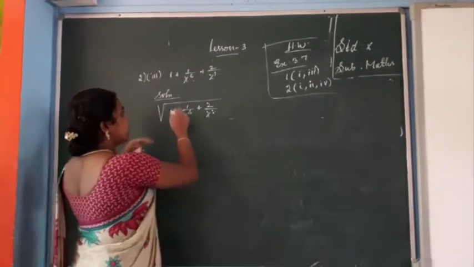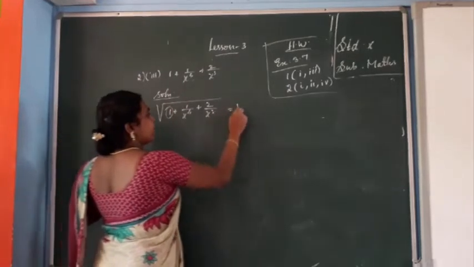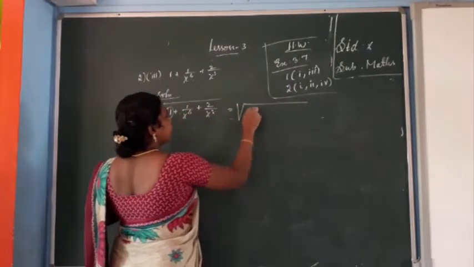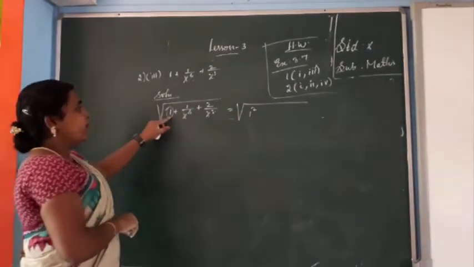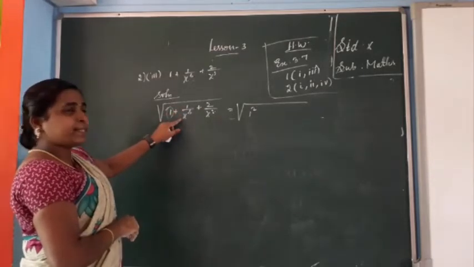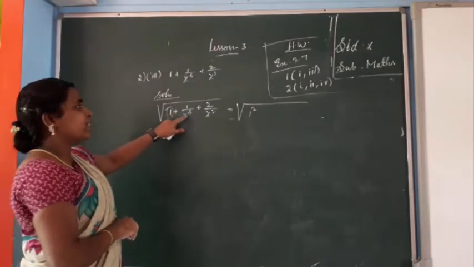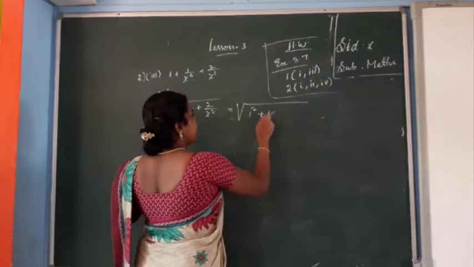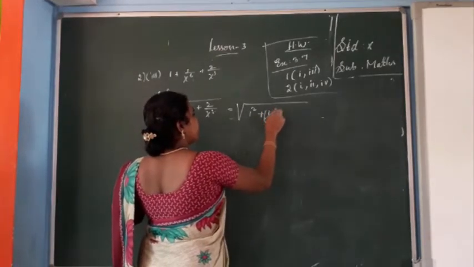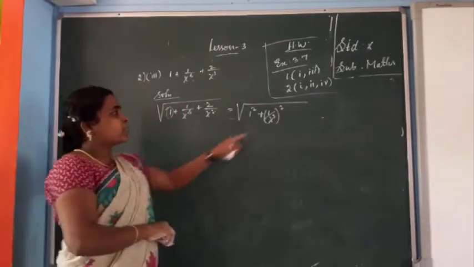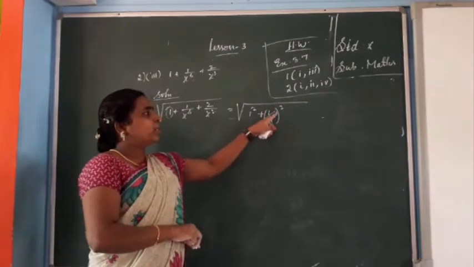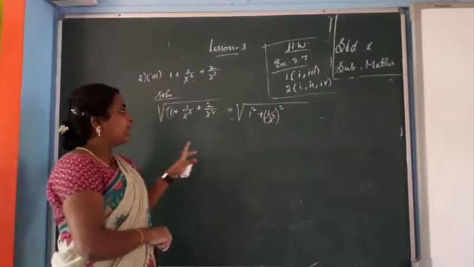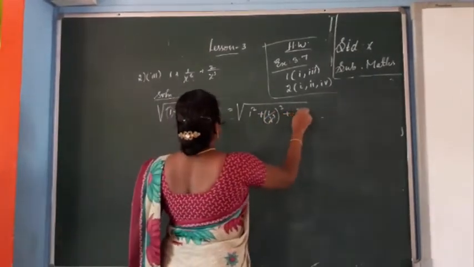Instead of 1, I am going to write 1 square because 1 is a square number only. So 1 square. So 1 by x power 6, instead of x power 6, we can write x power 3 the whole square. Is it correct? Because 1 square is 1, 3 into 2 is 6 only. Then plus 2 by x cube.